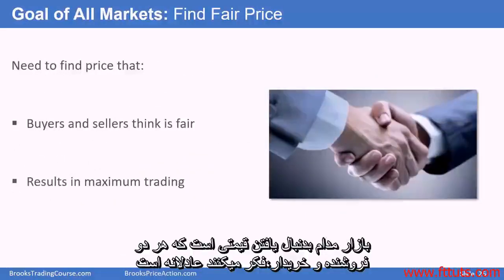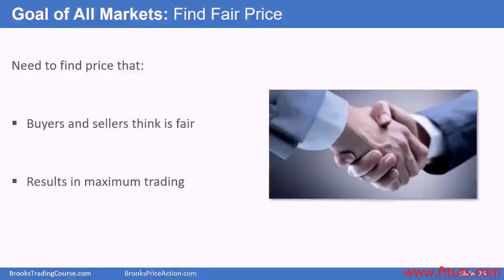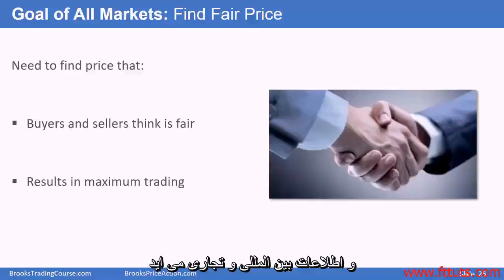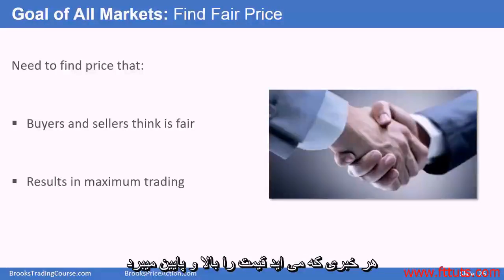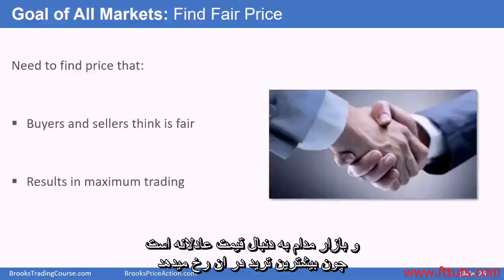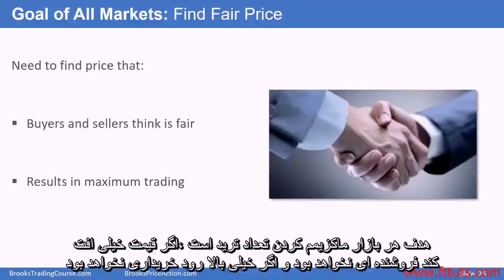Markets are constantly trying to find a price that both buyers and sellers think is fair. They never know exactly. They know exactly at one instant, but the price is always changing. There's always new information coming in. More buyers, fewer buyers, more sellers, fewer sellers. And then there's international information coming in, business information coming in. Every conceivable piece of information that comes into the market moves the price up and down. And the markets constantly move in search of a fair price, because that is the price that results in maximum trading. And that is the purpose of all markets, to maximize the amount of trading.